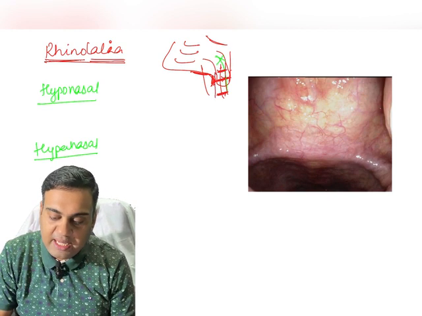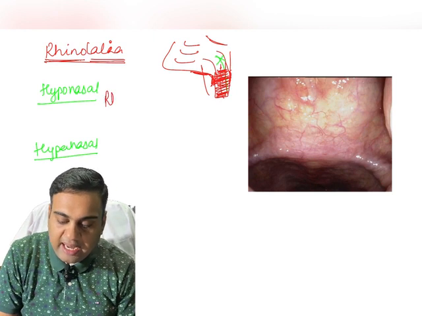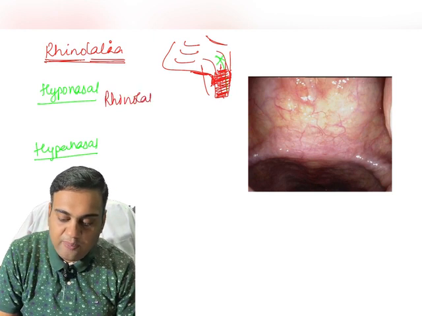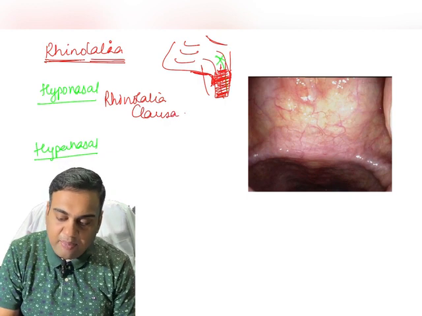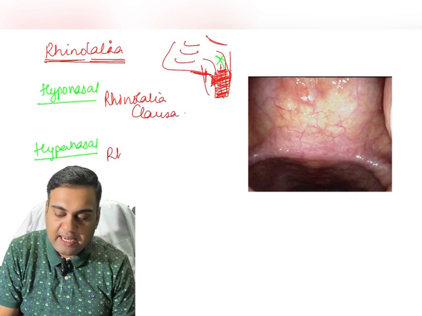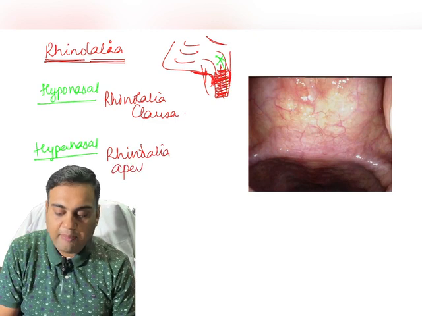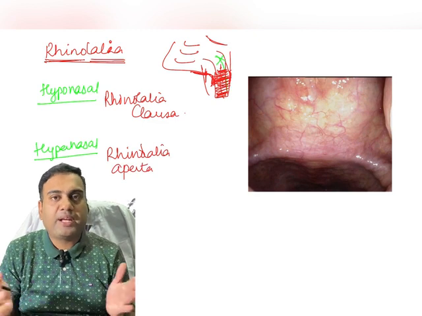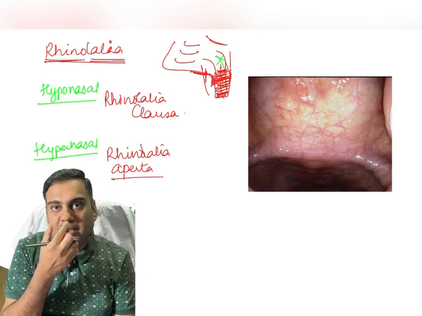ओरोफैरिंक्स के बीच में जो स्पेस है ये क्लोज्ड है, तो इसको हम कहेंगे राइनोलेलिया क्लोजा, क्लोज्ड है ये. और अगर हमारा ये एकदम ओपन है तो इसे हम कहेंगे राइनोलेलिया एपर्टा. एपर्टा, एपर्ट मतलब एपर्चर है, एक ओपनिंग है, ऑलराइट, लाइक द पायरिफॉर्म एपर्चर मतलब एक ओपनिंग है.